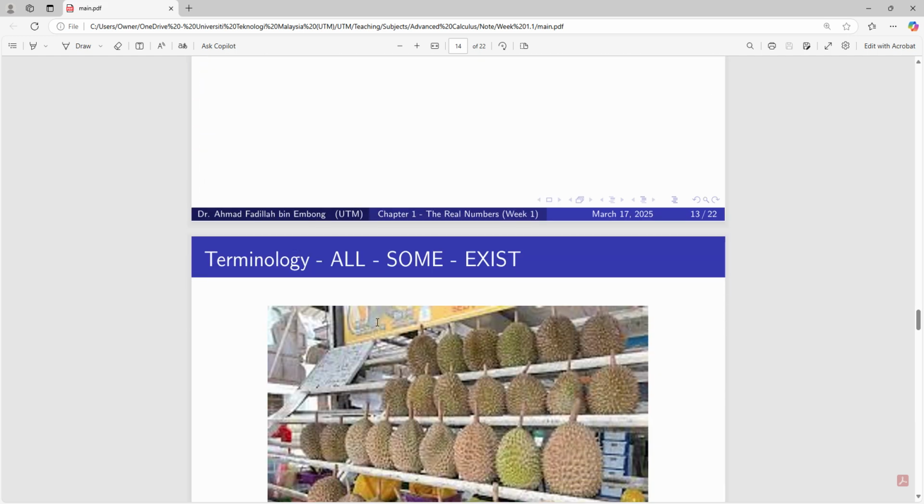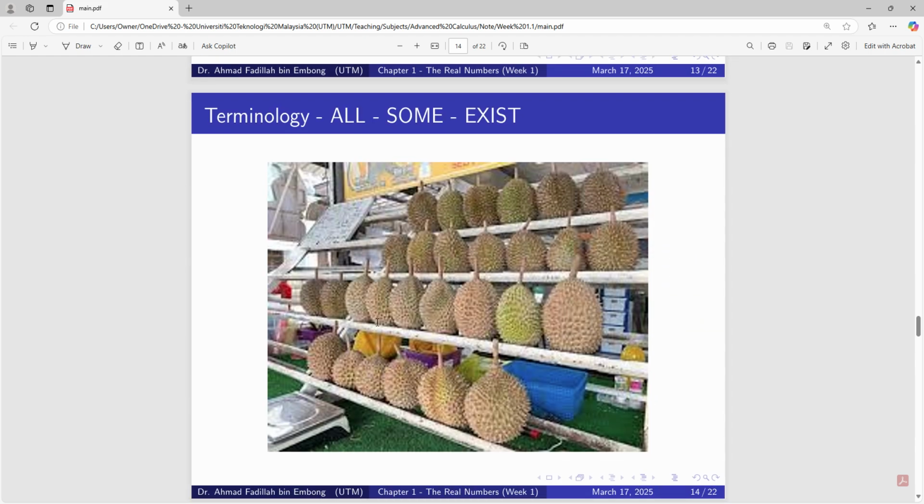Okay, so now this is some terminology that you need in order to understand proofs. For me, if at the end of your course, at the end of our syllabus, you can understand these 3 words, you can actually read the proofs of mathematics in any textbook. So: all, some, and exist. These 3 terms are the most important things that you need to understand proving in mathematics. So all, some, and exist.